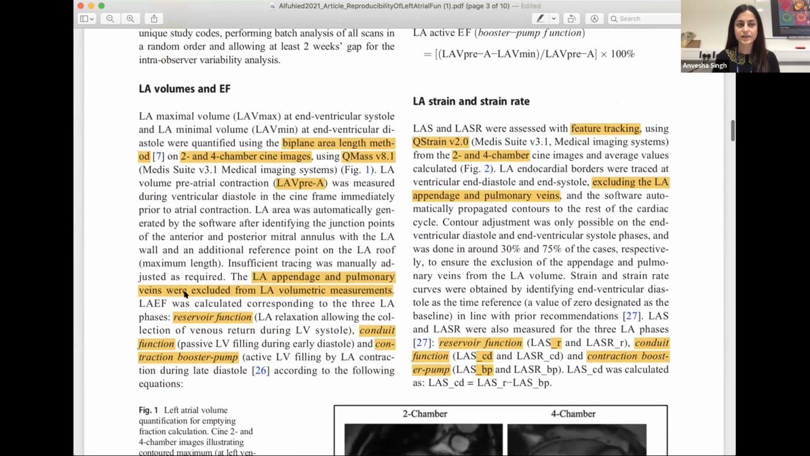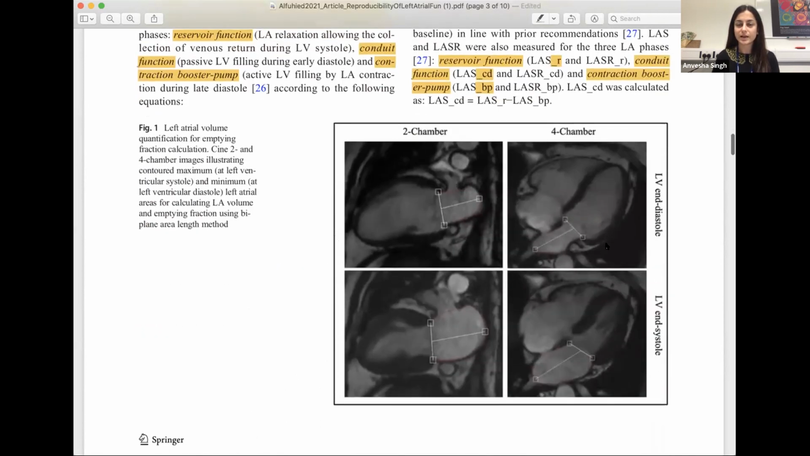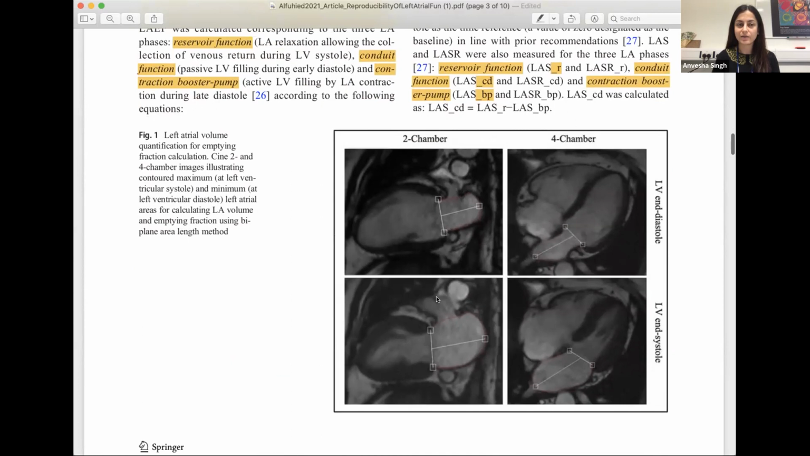In terms of analysis for the volumes and emptying fraction, we used the biplane area length method, and the software we used was QMass version 8.1, which is a MEDIS software. We did these measurements on 2 and 4 chamber cine images, which is shown in this figure here, just an example at end diastole and end systole to show you the volumes. And this allowed us to calculate the maximum and minimum LA volumes.